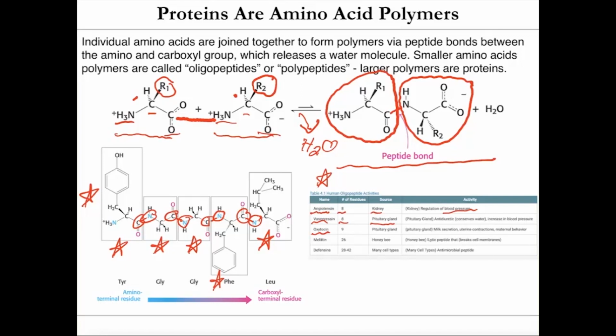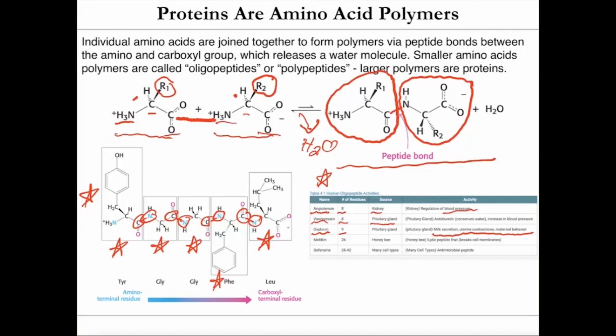Oxytocin is another one you might have heard. That's just a small signaling molecule. All these are signaling molecules so far. And it's only 9 amino acids long. And that one is involved in milk secretion, uterine contraction, and also maternal behavior. So it's actually called the love hormone is what it's been called.